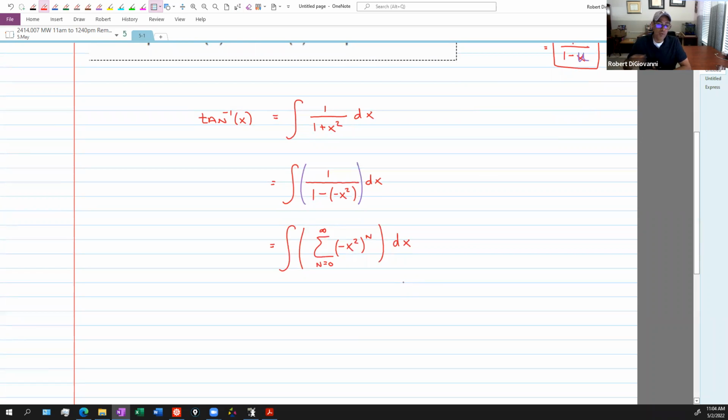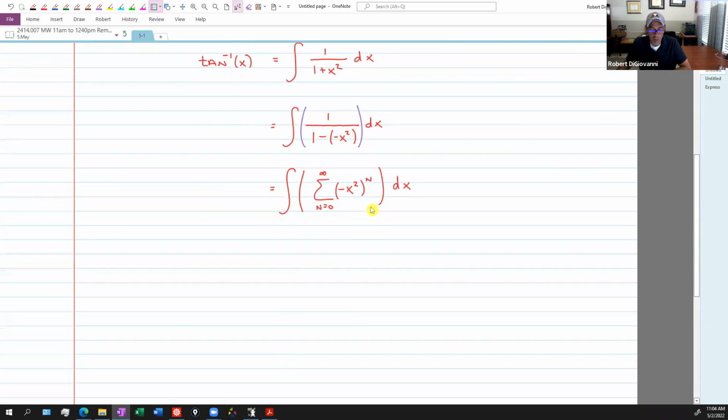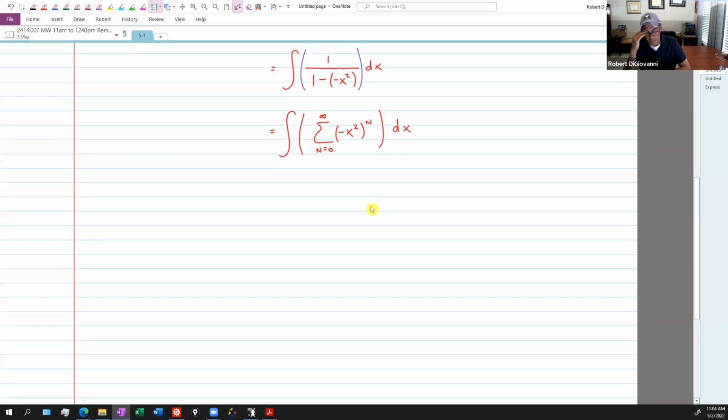We have two options in terms of how we want to go about this. We can write it out as a series and then integrate each piece, or we can integrate the summation. It's up to us. I'm going to show you both ways because I think you should be comfortable with both. So first, let me write it out as a series.